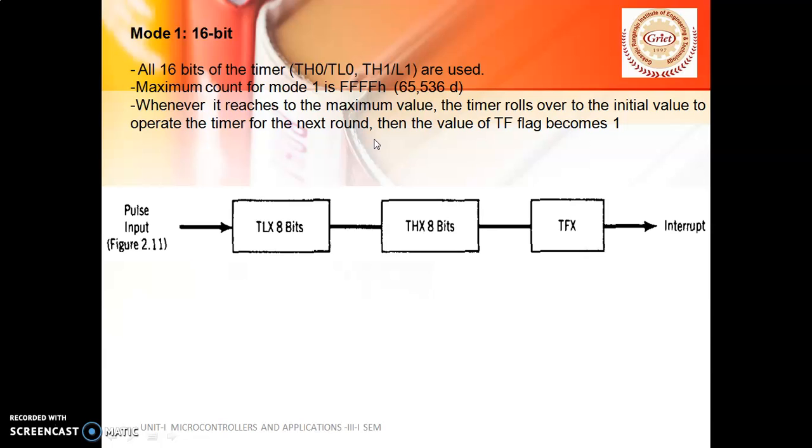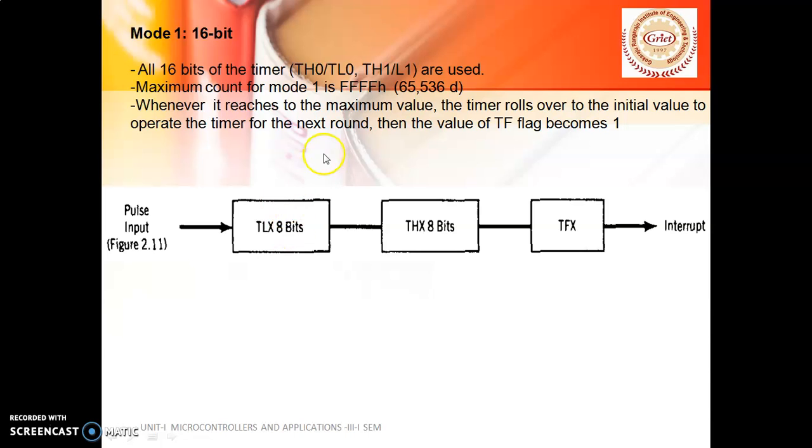Coming to mode 1. Mode 1 is called a 16-bit timer mode. Why it is called a 16-bit timer mode is that we are using all the 16 bits of the timer register. It might be timer 0 or it might be timer 1. The lower byte of the timer register will be using 8 bits and the higher byte of the timer register will be using 8 bits. So the combination of 8 plus 8 is 16 bits. Here we are using the complete 16 bits. That is why it is called the 16-bit timer mode.